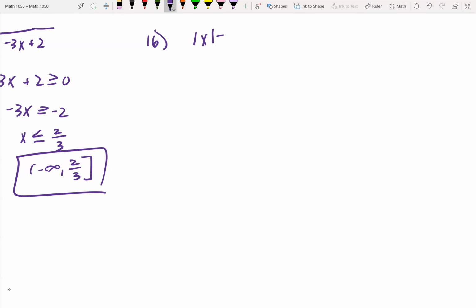This is easy. Absolute value of x equals 12. It's already alone, so you split it.